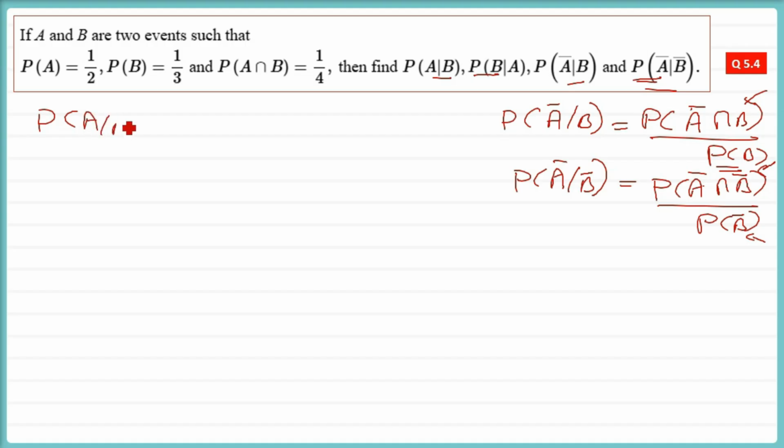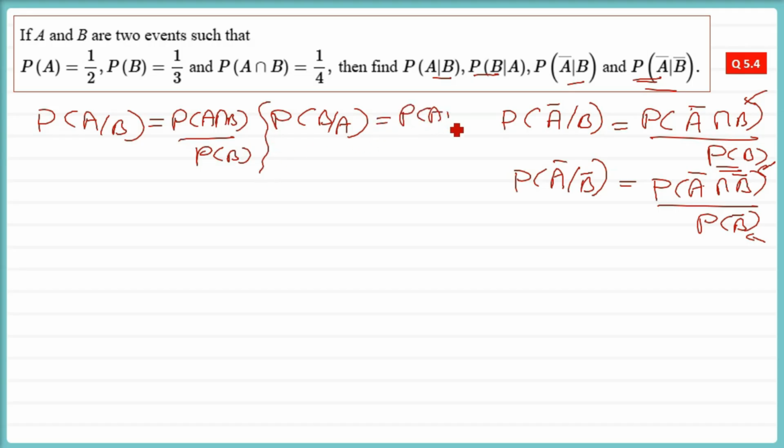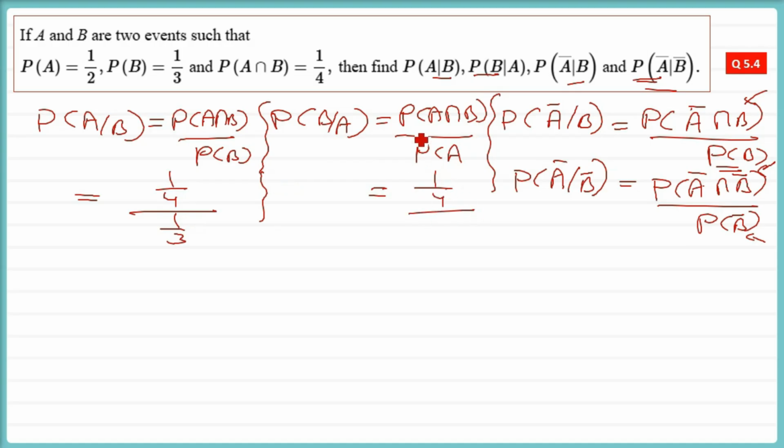So P(A by B) and P(B by A) can be computed easily, as I already told you. P(A intersection B) will come in the numerator of both of them. P(B) is going to come in the denominator for the first case. P(A intersection B) is again in the numerator, but the denominator will have the event which has already happened, which is P(A). Now let's put the values. P(A intersection B) is 1 by 4, P(B) is also known, 1 by 3. Here on the right, it's P(A intersection B), which is 1 by 4 again, and P(A) is also given, 1 by 2. So this will come as 3 by 4, and this is going to come as 2 by 4, which is 1 by 2.